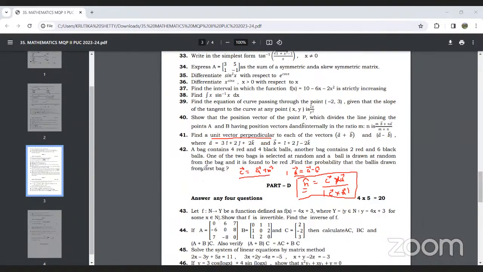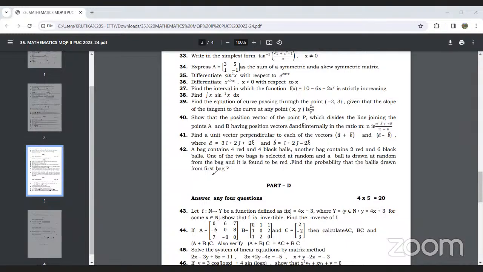Next, question number 42. Question number 42 also we have solved in the class of probability. So see, a bag contains 4 red and 4 black balls. Another bag contains 2 red and 6 black balls. One of the bags is selected at random, and a ball is drawn at random from the bag. It is found to be red. Find the probability that the ball is from the first bag.